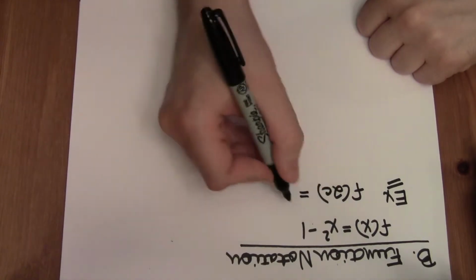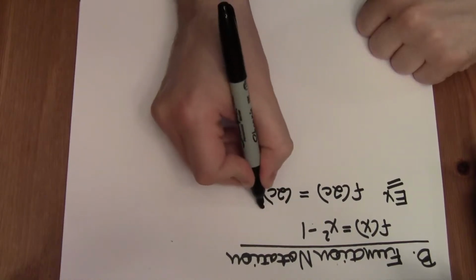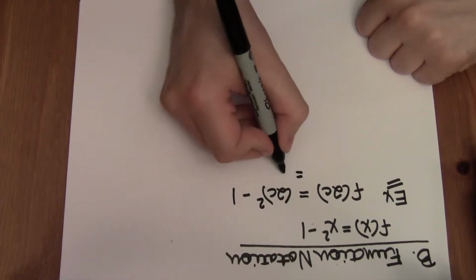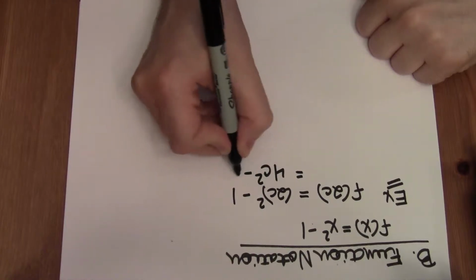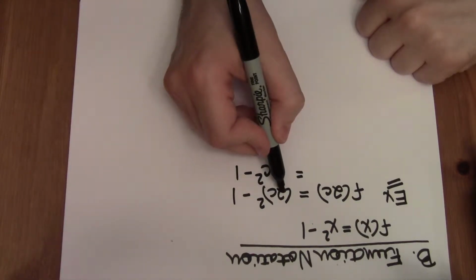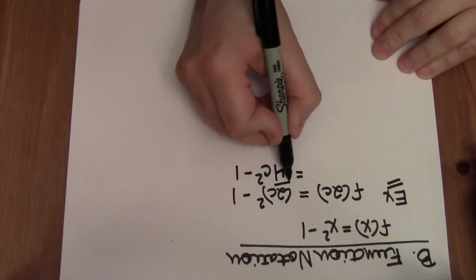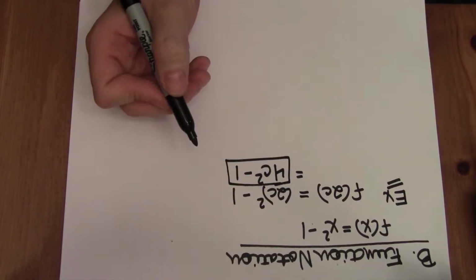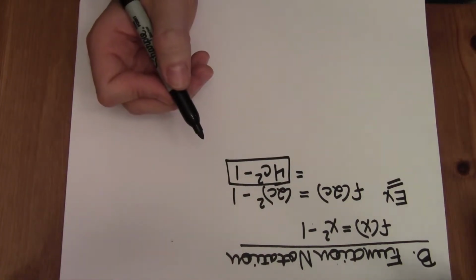I'm going to replace the x with 2c, and I'm going to get 2c in parentheses squared minus 1, 4c squared minus 1. Make sure you distribute the square to both the 2 and the c. f of 2c equals 4c squared minus 1.